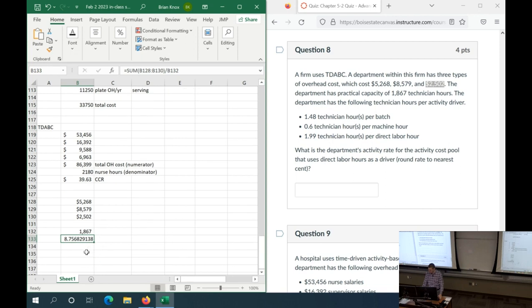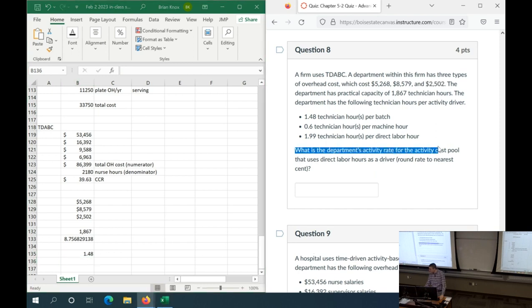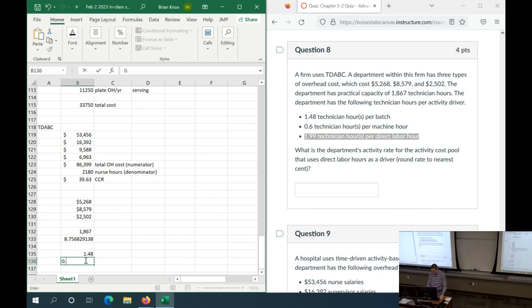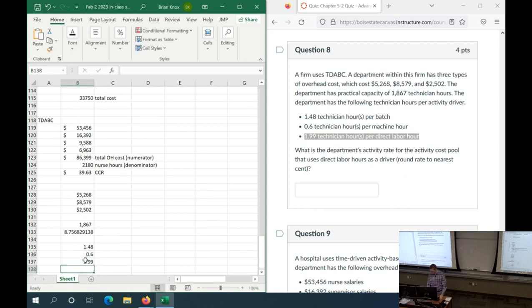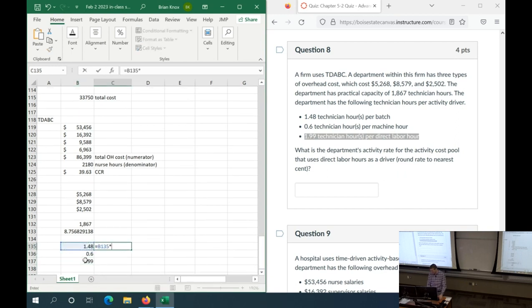I'll leave it like that for now, because Excel can handle all that complexity. All right, I'm going to type in 1.48. Wait. What's the question? It says, what is the department's activity rate for the activity cost pool that uses direct labor hours as a driver? So I really only need to know this one right here times the capacity cost rate. It's almost costless, though, to do all of them, so I'll just do all of them just for fun.